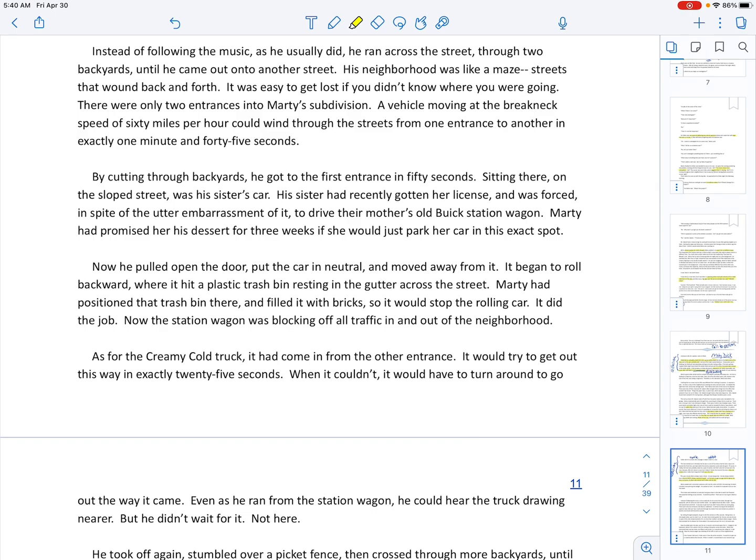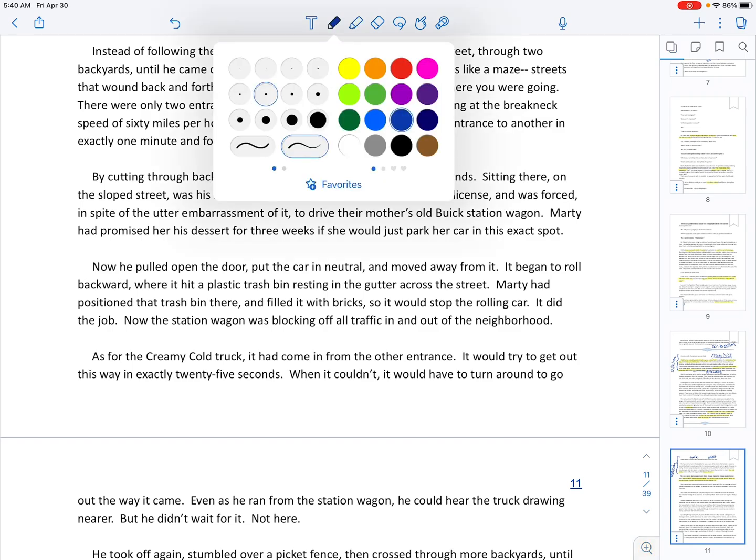Instead of following the music as he usually did, he ran across the street, through 2 backyards, until he came out onto another street. His neighborhood was like a maze. Streets that wound back and forth. It was easy to get lost if you didn't know where you were going. There were only 2 entrances into Marty's subdivision. A vehicle moving at breakneck speed of 60 miles per hour could wind through the streets from one entrance to another in exactly 1 minute and 45 seconds.